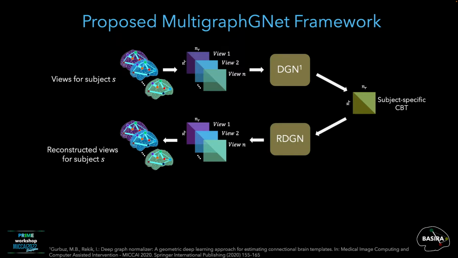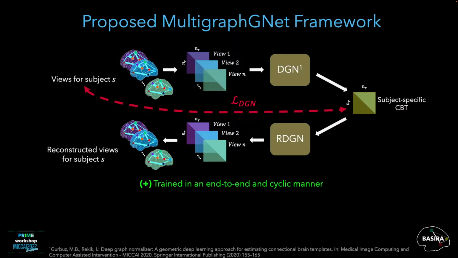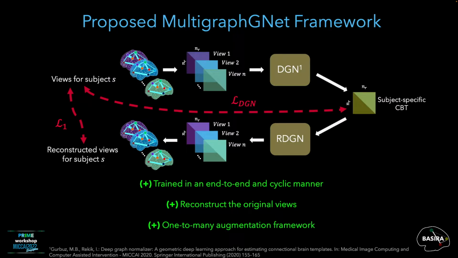To do so, we propose our novel neural network architecture that we call Reverse Deep Graph Normalizer, RDGN. Our framework has three key features. We train it in an end-to-end and cyclic manner such that in one optimization step we try to minimize the DGN loss between the CBT and the original views, as well as the L1 loss between the reconstructed and original views. Thus, the RDGN network is able to reconstruct the original views from the CBT, and we can use it as a one-to-many augmentation framework.